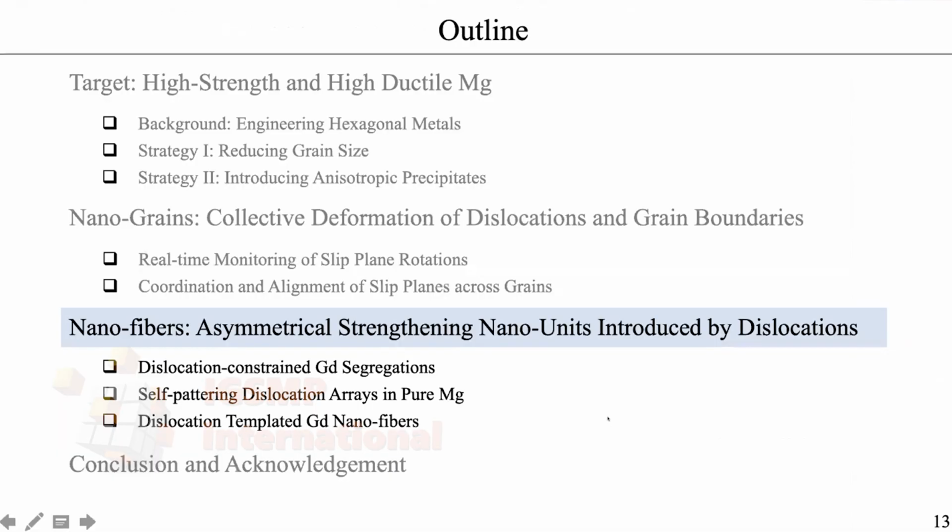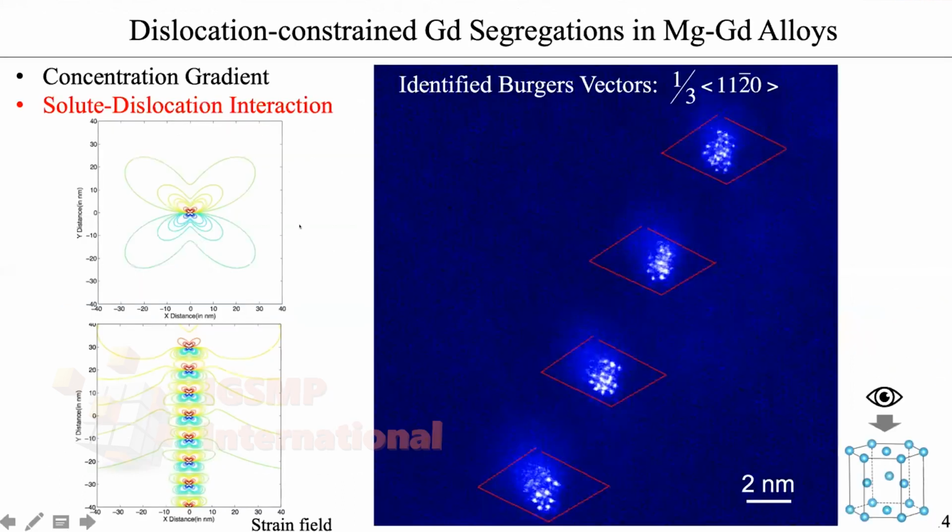So if we jump into the next one to have a little bit of fun, to see how we can induce the anisotropic nanoscale strengthening unit by dislocations. The first thing you may think is, how can we bring the solute into the dislocations in the system. So here we select another system, magnesium gadolinium alloys, and of course we need certain concentrations. Here we have 1 weight percent of gadolinium. It really lies at about 0.1 atomic percent of gadolinium in the matrix.